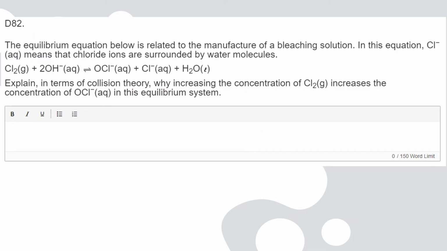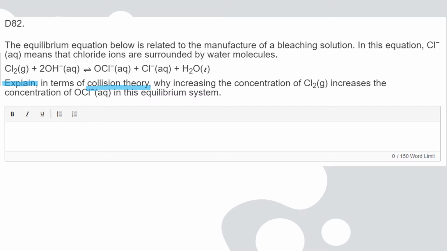Okay, so remember, I have a bunch of reading, so what is my strategy? Skip to the question. So here's the question, here's what I'm going to start reading. Explain in terms of collision theory. So I'm going to underline this because that is what it says: in terms of. So again, that means I need to talk about collide or collision. Why increasing the concentration of Cl2 gas increases the concentration of OCl negative aqueous in this equilibrium system.